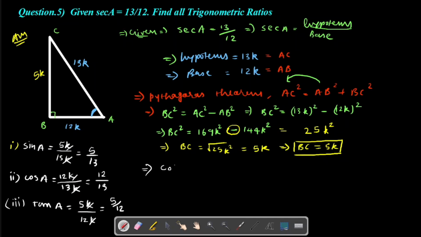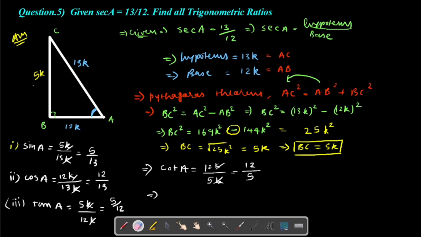Now we find cot A. We already know that cot A is equal to base upon perpendicular. Here the base is AB, which is 12k, so you write 12k here. Now we know that the perpendicular for angle A is BC. What is the value of BC here? Yes, the value of BC is 5k, and similarly the k cancels out and the value becomes 12 upon 5.